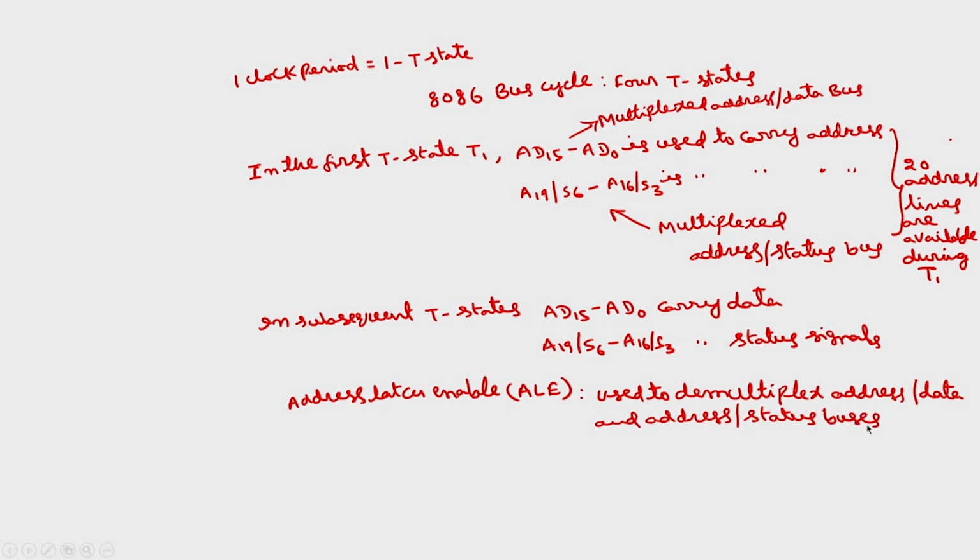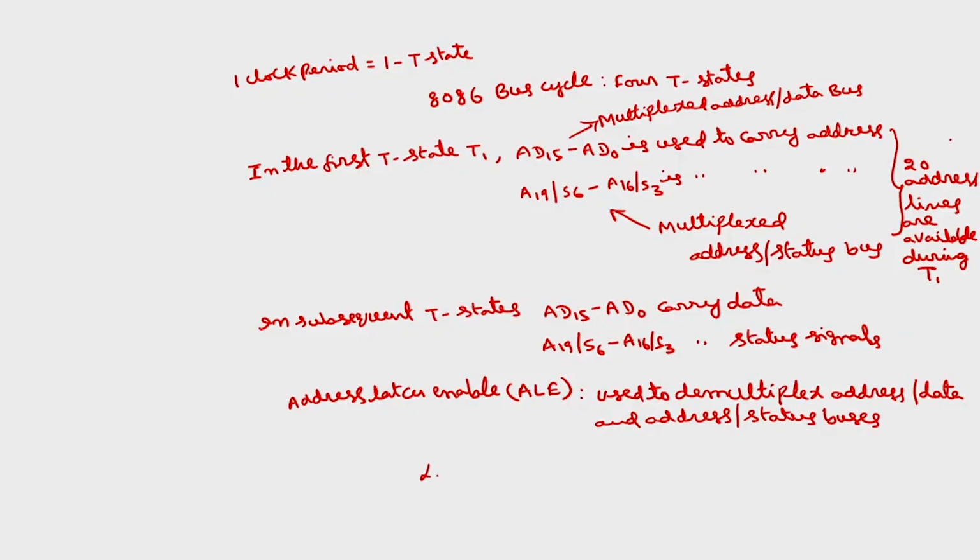How exactly will this be demultiplexed? For that we require latches. We know what is meant by a latch. A latch is some sort of D flip flop. A clocked D flip flop will act as a latch. So what is the operation of the D flip flop?